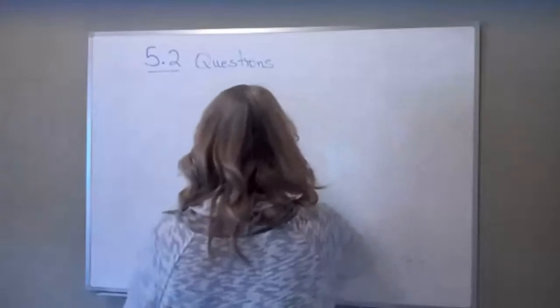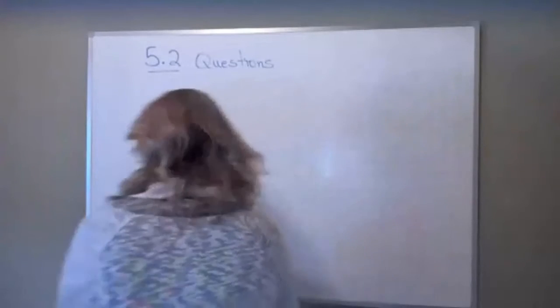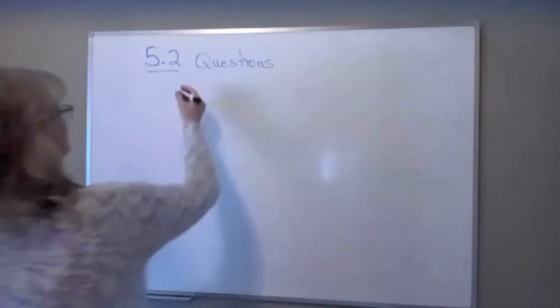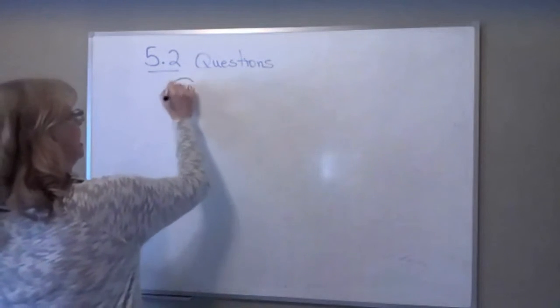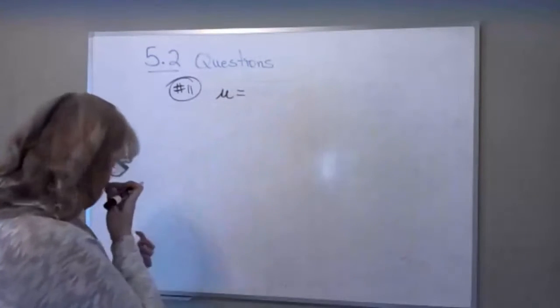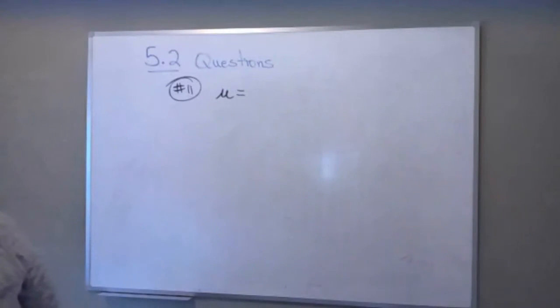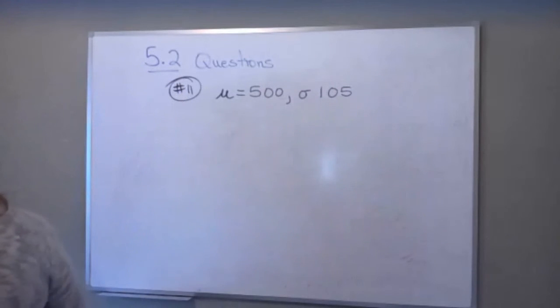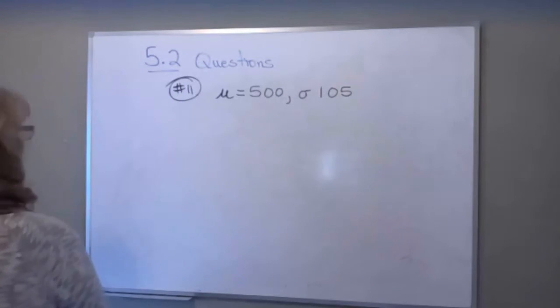I pulled it up on mine just so I could see what kind of question it was, but we're going to use yours. We're talking about the normal distribution of SAT critical reading scores. This is number 11, and it gives a mean and a standard deviation. So Christina, tell me your mean and standard deviation. My mean was 500 and my standard deviation was 105. Okay. It says, assume the variable X is normally distributed. The first one says, what percent of the scores are less than 650?